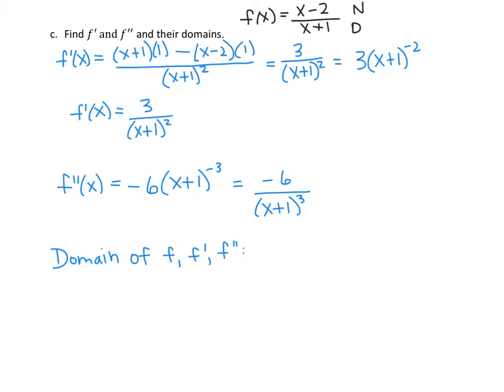Now the domain of f, f prime, and f double prime is all the same. If we look at the denominators in all three of those functions, when x is equal to -1, it creates a 0 in the denominator. So our domain is all x values such that x is not equal to -1.